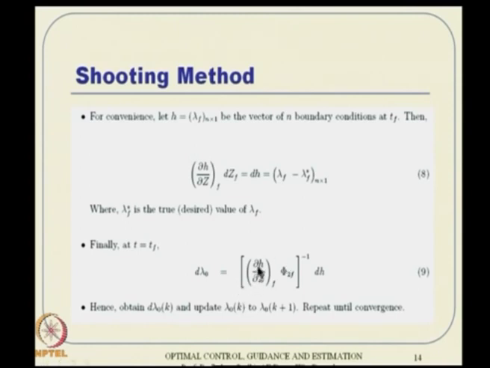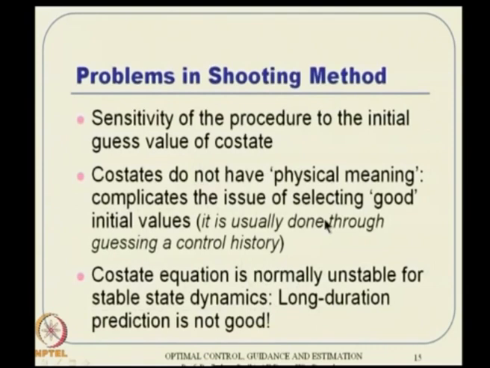Okay. Anyways, coming back, this is what it is. So, you keep on doing this exercise, you keep on computing d lambda 0 and correct your lambda 0 k to lambda 0 k plus 1 using this d lambda 0, okay, and then keep on doing that, repeat the procedure until convergence actually. So, this is how the shooting method operates.